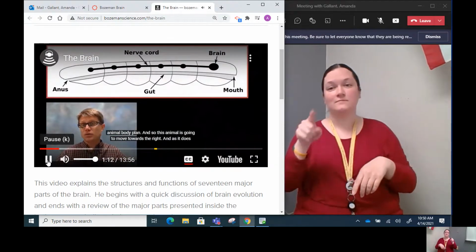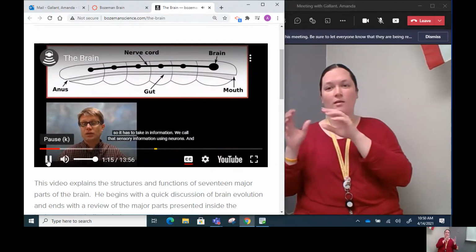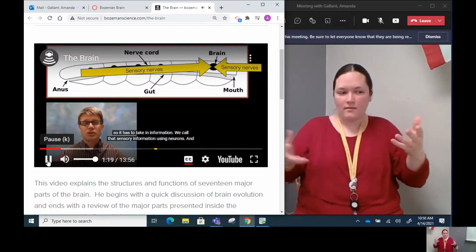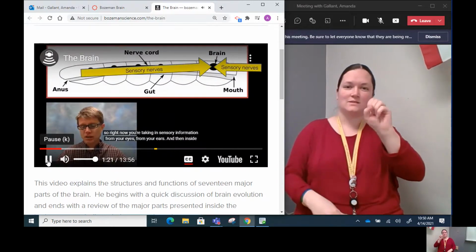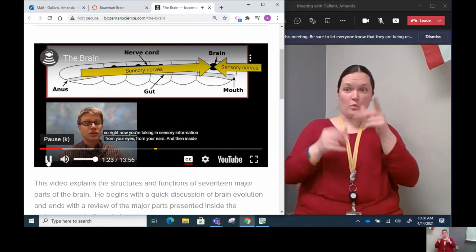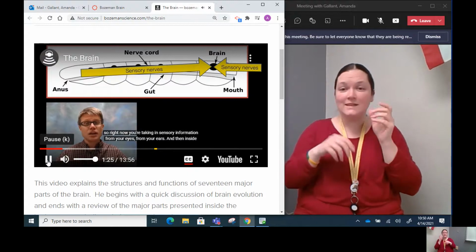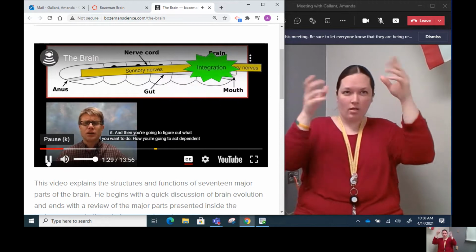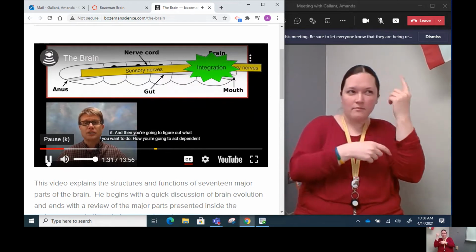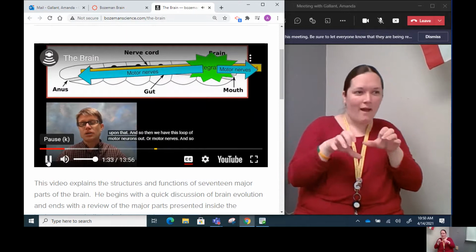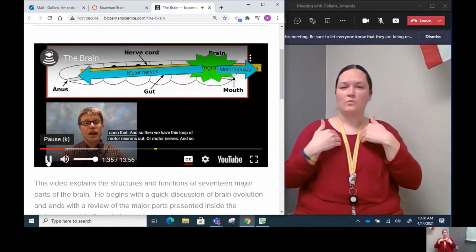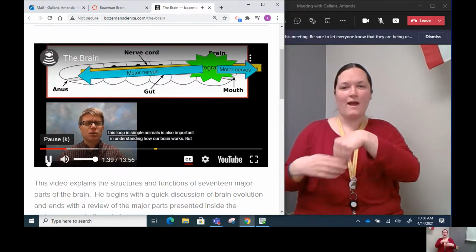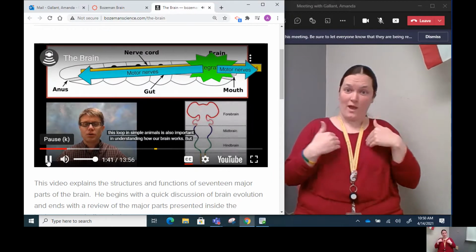And so this animal is going to move towards the right, and as it does so, it has to take in information. We call that sensory information using neurons. And so right now you're taking in sensory information from your eyes, from your ears, and then inside your brain you're going to integrate that information. You're going to make sense of it, and then you're going to figure out what you want to do, how you're going to act dependent upon that. And so then we have this loop of motor neurons out, or motor nerves. And so this loop in simple animals is also important in understanding how our brain works.